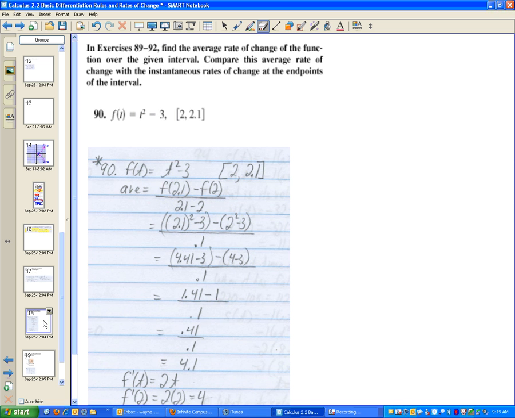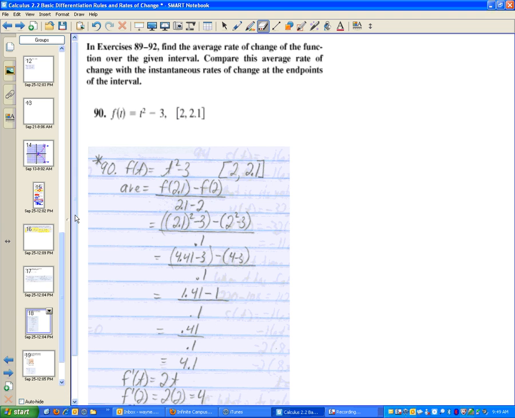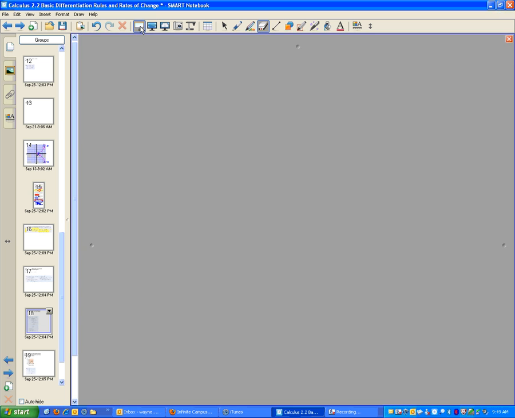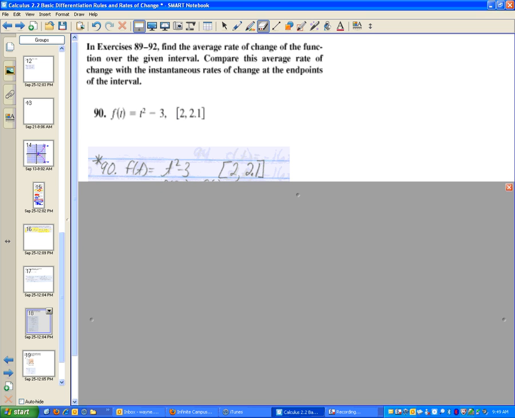Number 90. Find the average rate of change of the function over the given interval. Compare this average rate of change with the instantaneous rates of change at the end points of the interval. So f of t equals t squared minus 3, and they give us a closed interval from 2 to 2.1. So that's a pretty small interval.